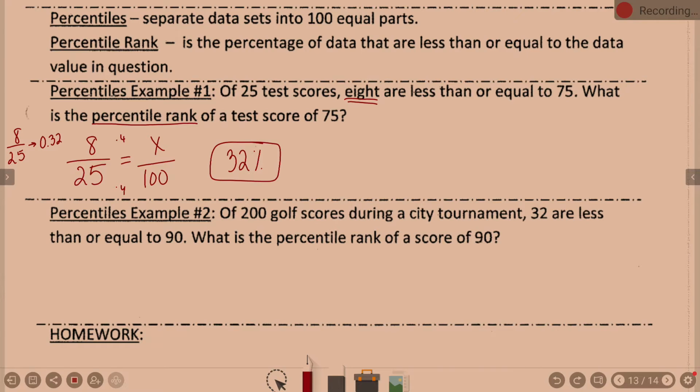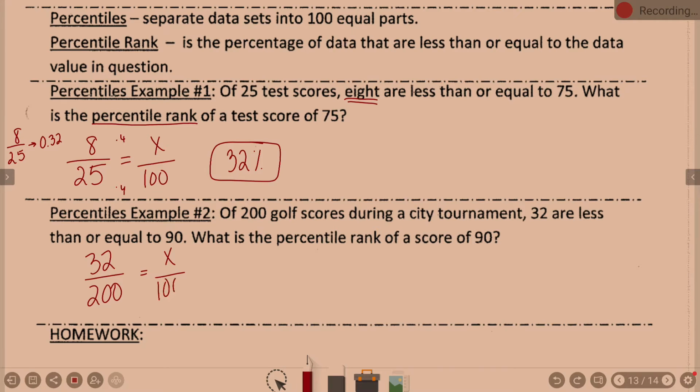Okay. One more. Of 200 golf scores during a city tournament, 32 are less than or equal to 90. What is the percentile rank of a score of 90? Okay. 32 over 200 equals x over 100. Right? Yeah, you can do that.